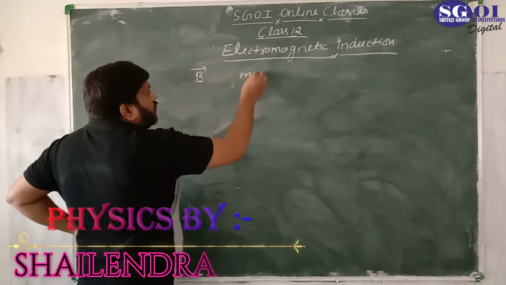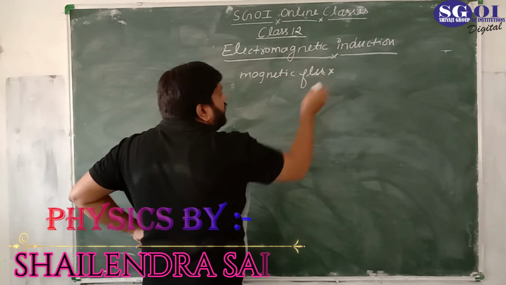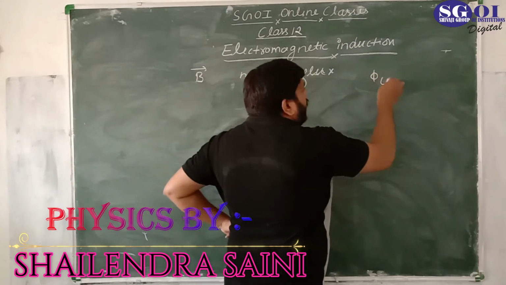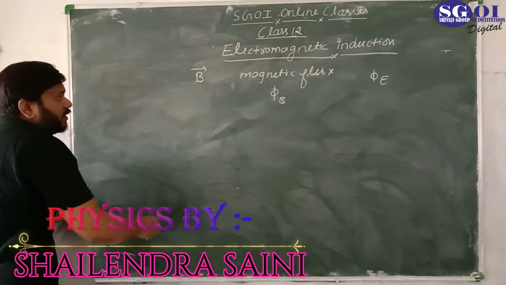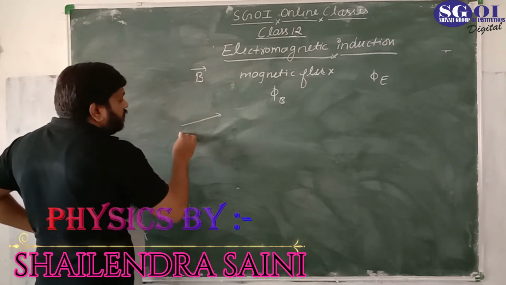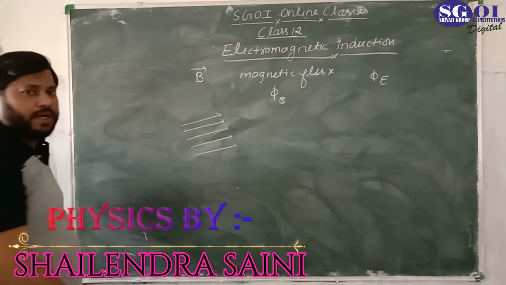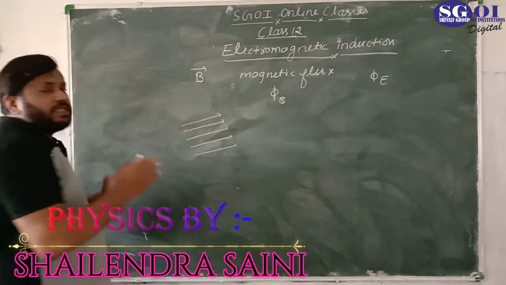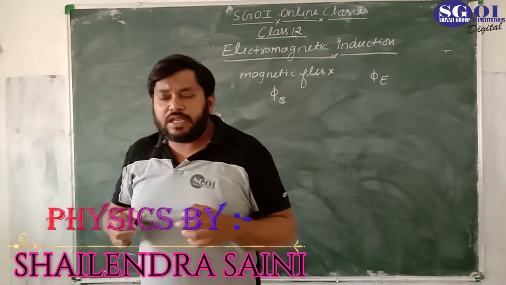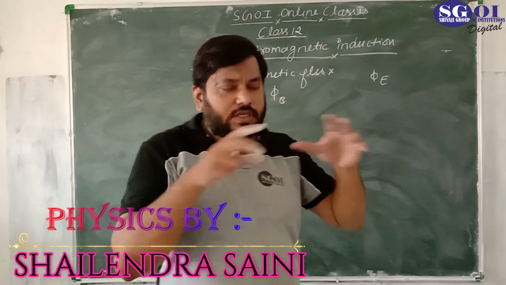So we are going to discuss first of all magnetic flux, which is represented by phi B, just like the electric flux which was phi E. In the same way, the definition of phi B is: suppose these are the magnetic field lines in a particular place, and you take a plane surface. We know that a plane surface has an area vector, and the area vector is normal to the surface of the plane.